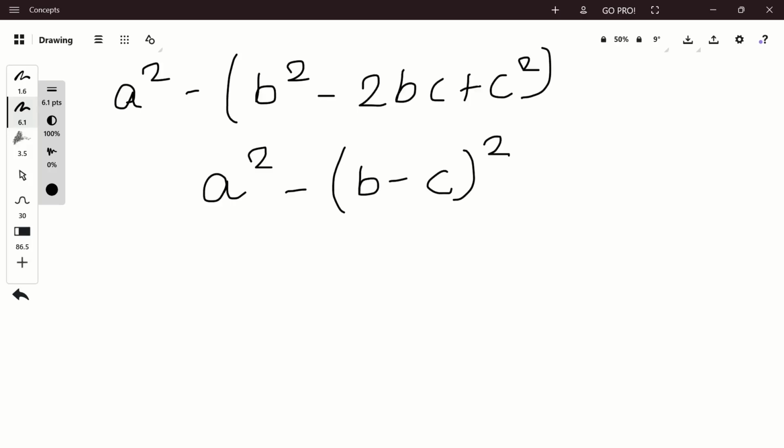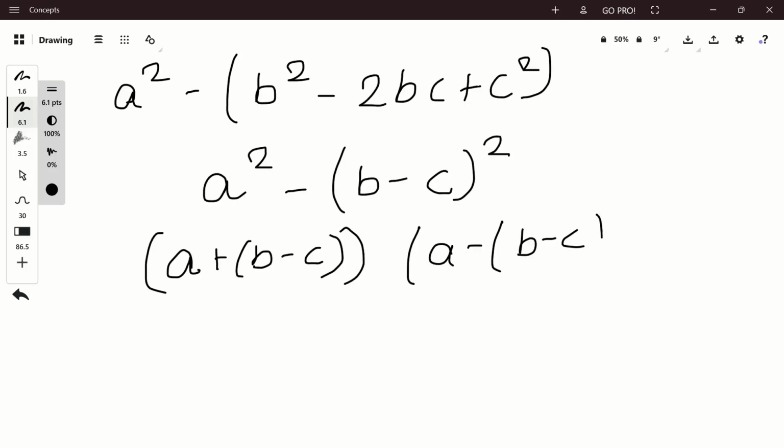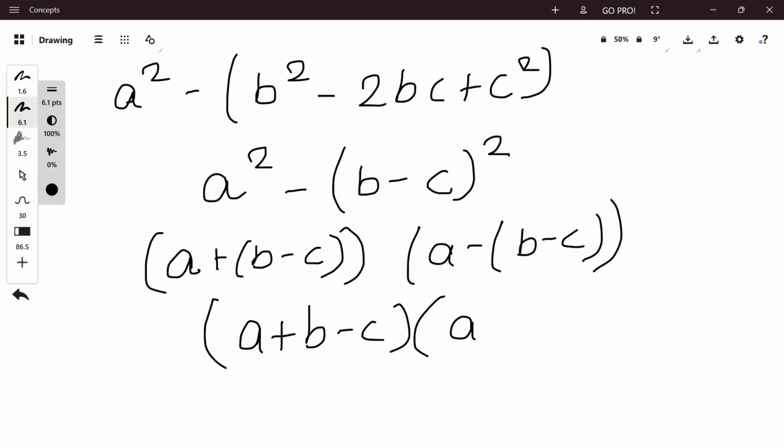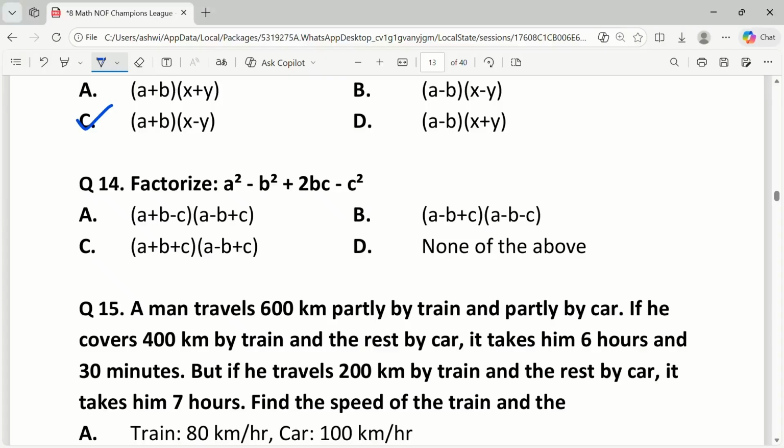Using the difference of squares formula, that is x square minus y square is equal to x plus y, x minus y, we have a minus b minus c into a plus b minus c. That is a plus b minus c, a minus b plus c. Comparing with the options, the answer is A.